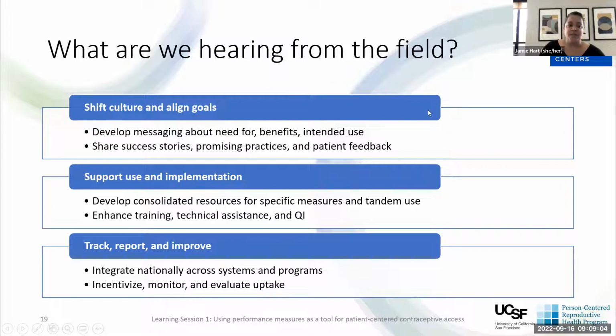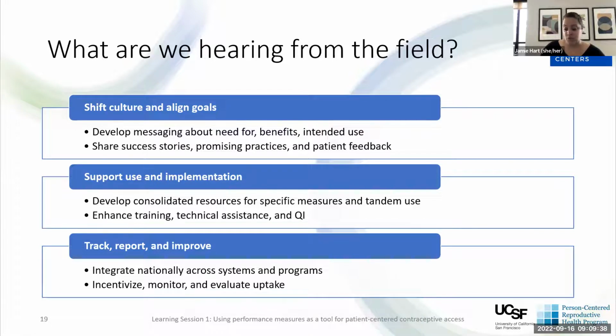I think the other piece is that there's a real need to support use and implementation. And so a focus on developing consolidated resources for specific measures and for tandem use, and enhanced training, technical assistance, and quality improvement, and things like this learning collaborative. So we can shift culture all we want, but if we aren't working with people to provide the tools and the guidance and be able to incorporate that feedback, we're not going to change the way that we do the work. So that leads into the last part about tracking, reporting, and improving measures.